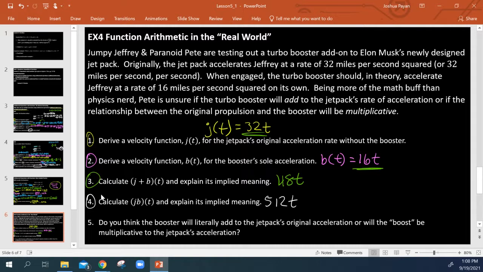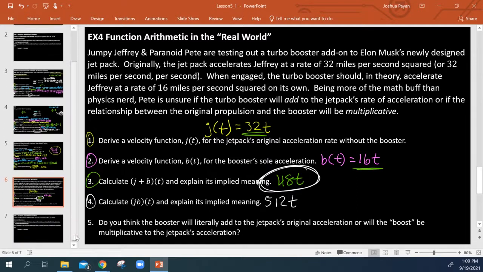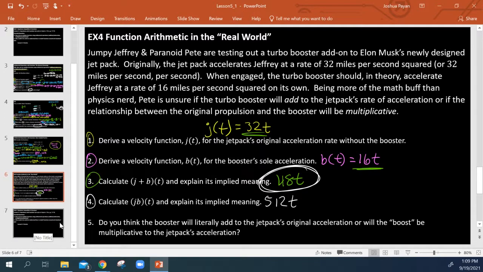Now, do you think the booster will literally add to the jetpack's original acceleration, or the boost will be multiplicative? Well, I can tell you this, I'm pretty sure it's not multiplicative. Now, is it that simple to just add them? Well, if we're talking about vector addition, it would be that simple to just add them because they're both force vectors going in precisely the same direction. So I think it would be that simple to just add them. Again, not a physicist, more of a math guy, but I don't know. Feel free to research that on your own.